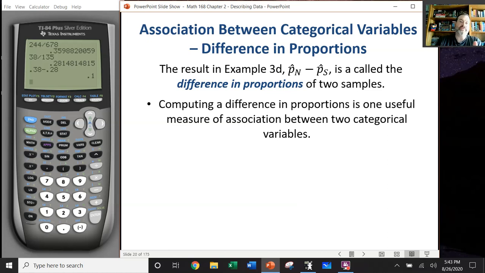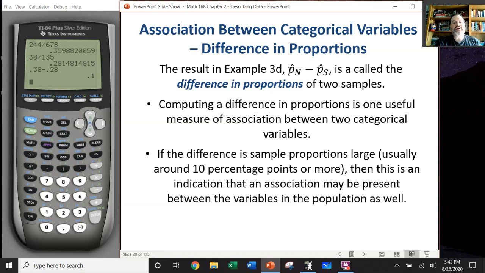It's not the only measure of association, it's just the only one that we're really going to use, because it's, believe it or not, the least complicated one. If the difference in sample proportions is large, usually around 10 percentage points or more, then this is an indication that an association may be present between the variables in the population as well. So what we saw here with these two samples is that this difference was fairly large.